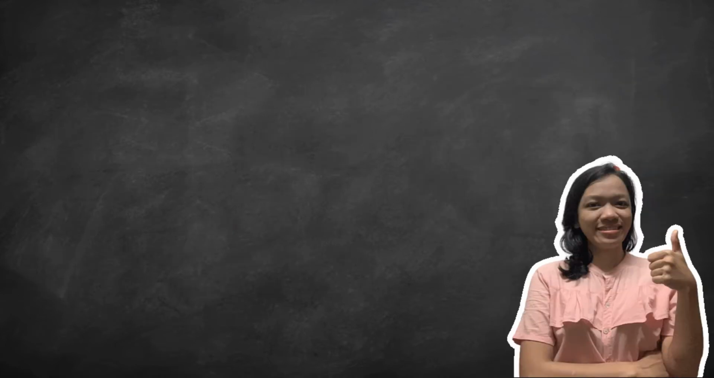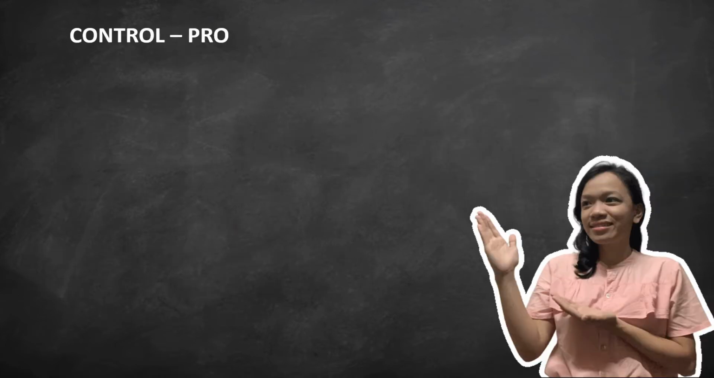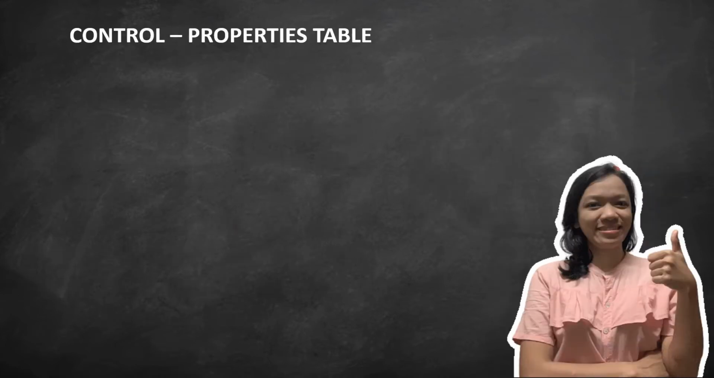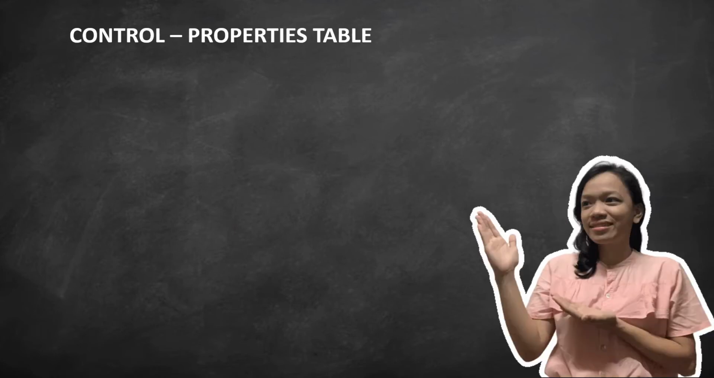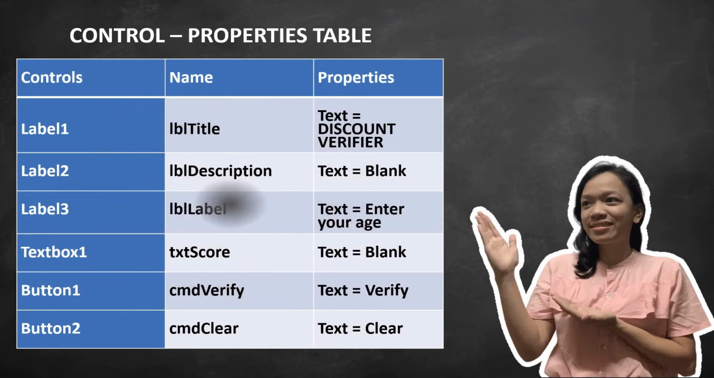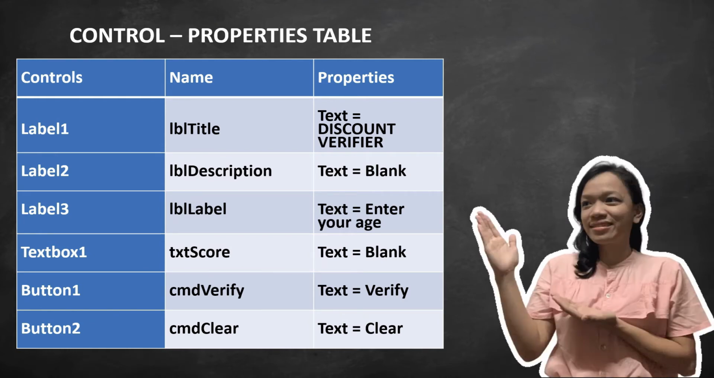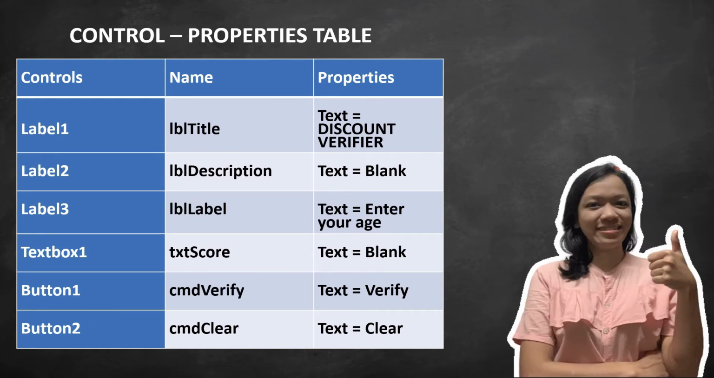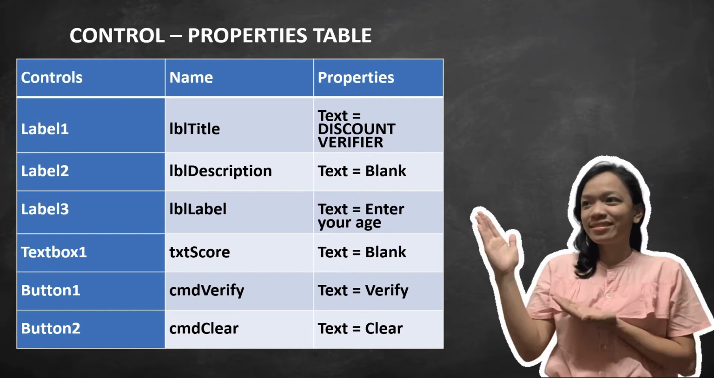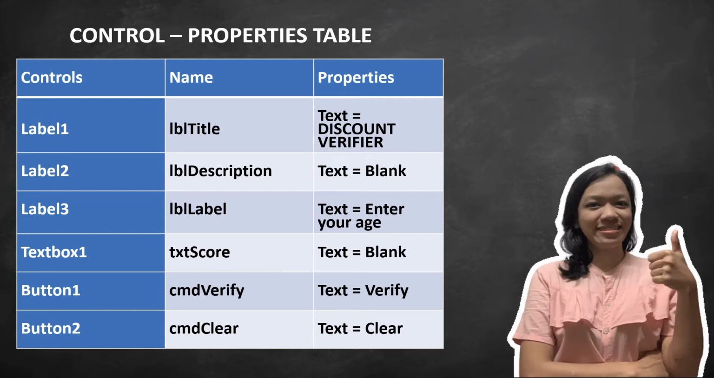In this activity, you can use the following information on the table as a guide in naming your controls properties. You can also pause the video and do the activity yourself. Check your interface and check if the program is running accurately. The output should be like this.